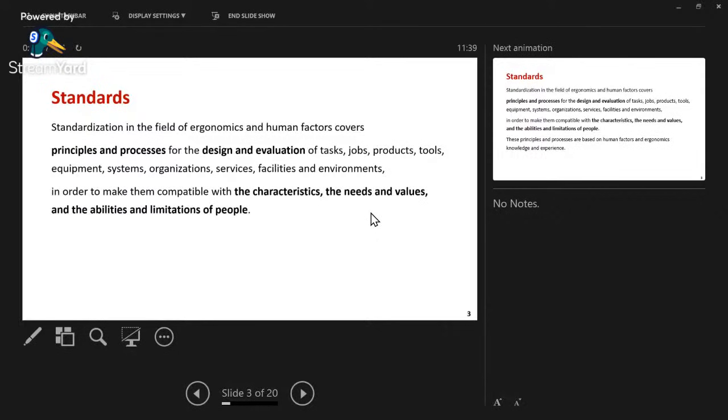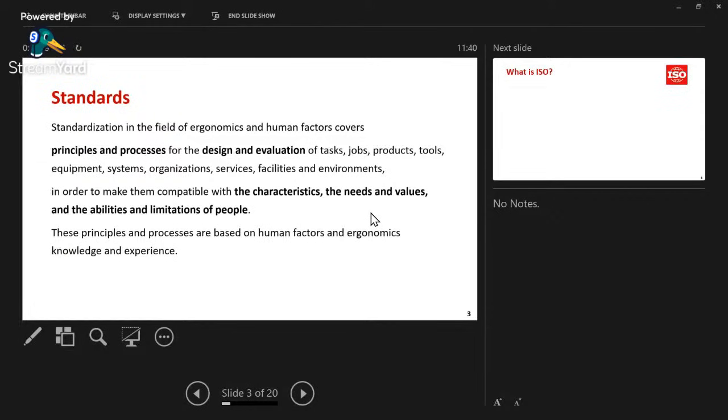Then, why do we do this activity? In order to make them compatible to the characteristics, the needs and values, and the abilities and limitations of different types of people. So this limitations and abilities is where your accessibility comes in. And then these principles and processes are based on human factors and ergonomics knowledge and experience. So we have two things over here. One, we have the International Standards Organization ISO and its Ergonomics Committee TC 159, and we have the Bureau of Indian Standards, which looks after standardization in India, and its Ergonomics Standardization Committee.